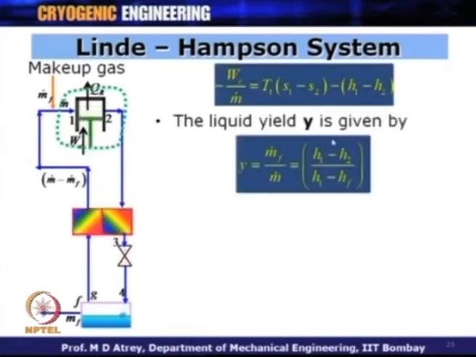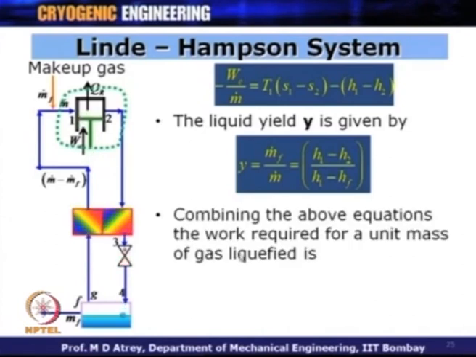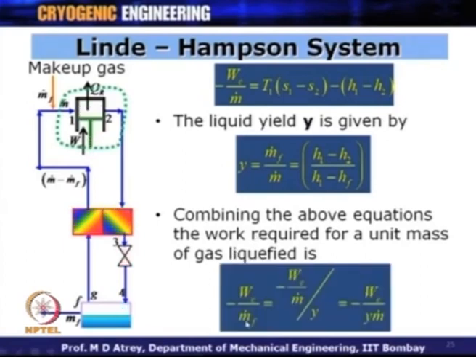The liquid yield Y is given by what we already calculated, m dot f by m dot is equal to (H1 minus H2) upon (H1 minus HF). Combining the above equations, we get the work required for a unit mass of gas liquefied. If I want to calculate WC by m dot f, it is nothing but WC upon m dot divided by Y. So, if I know WC upon m dot, I just divide it by Y, and what I get is WC upon m dot f, the work of compression per unit mass of gas which is liquefied.